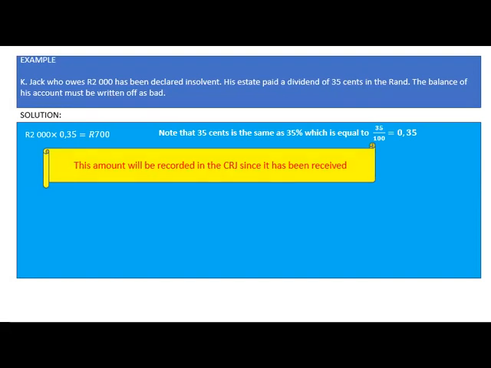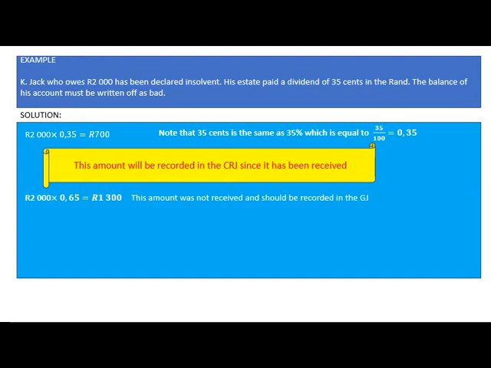Note that this person was owing us 100% of the debt, which is the 2,000 Rand. So we only get 35 cents of that 2,000 Rand, and we will not get the other 65 cents. How do I get the 65 cents? It's just 1 minus 0.35. It'll give you 0.65. Take that 0.65 times 2,000. It'll give you 1,300. That 1,300, we need to write it off as bad debts in the general journal.